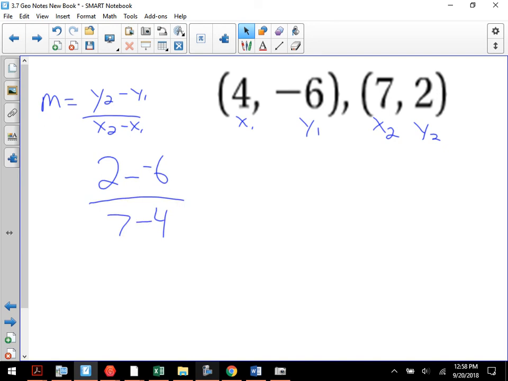And one of the main reasons we keep telling you guys about these multi-view calculators is because there's a fraction bar. You can type that in exactly like that. It'll simplify the fraction for you if need be, and you're done. It does it for you. And there's your slope. You're using the equation to get you there.